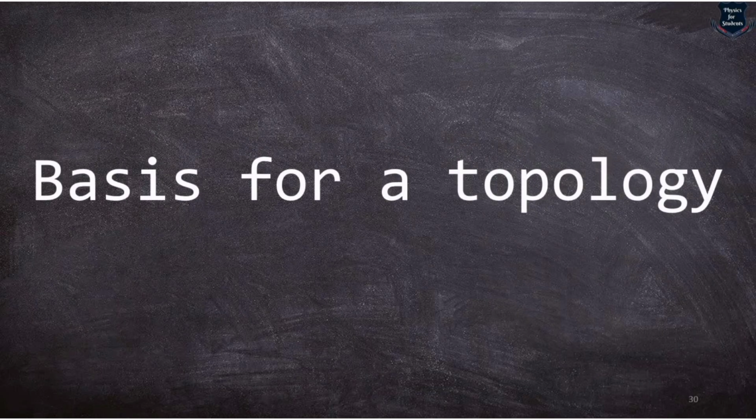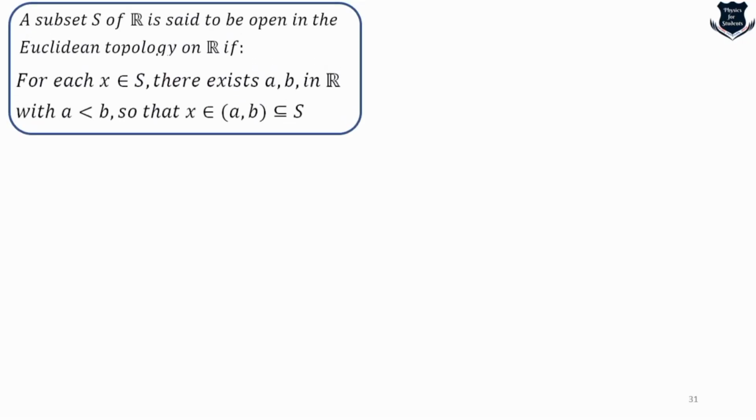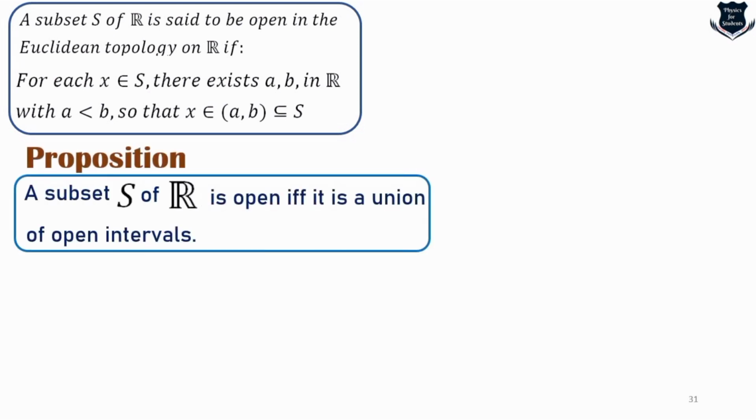Now here we come to the real part of the video, which is what a basis for a topology is. This is basically a definition, you can just read it out. A subset S of R is said to be open if these are the conditions. Once we give this, we have to get a proposition. The proposition is that a subset S of R is open if and only if it is a union of open intervals.